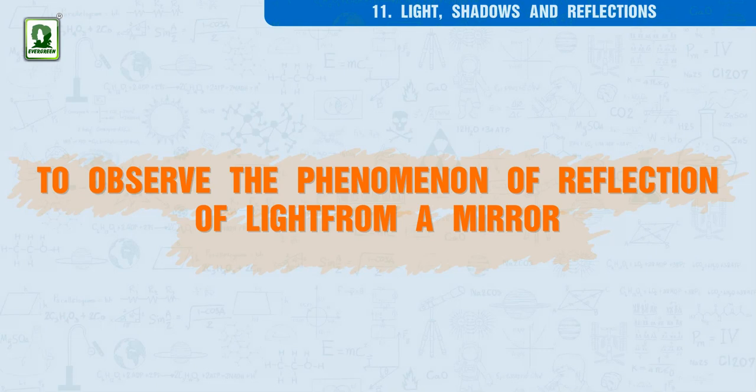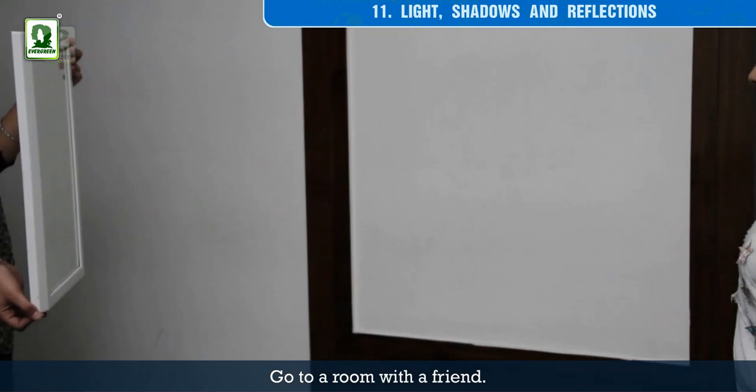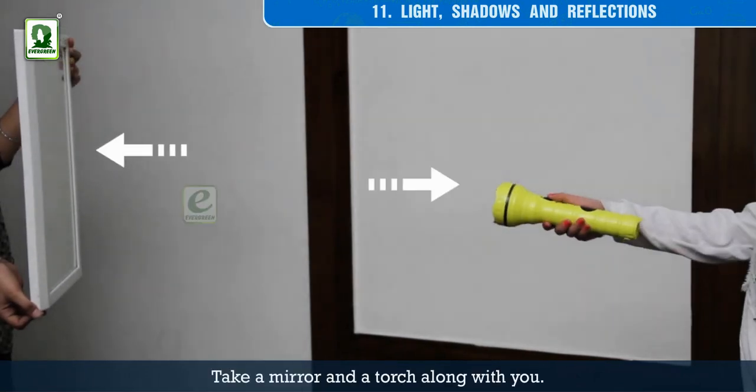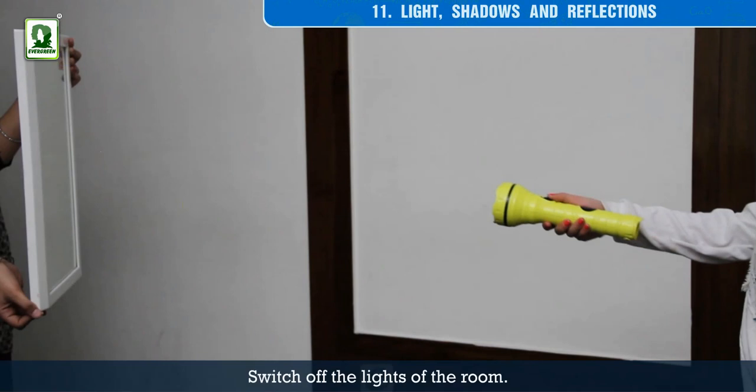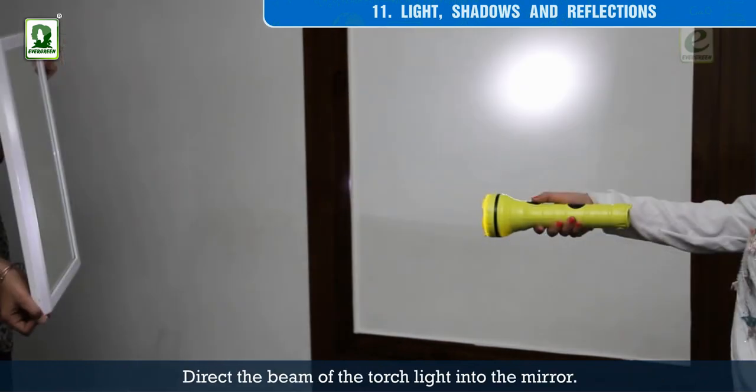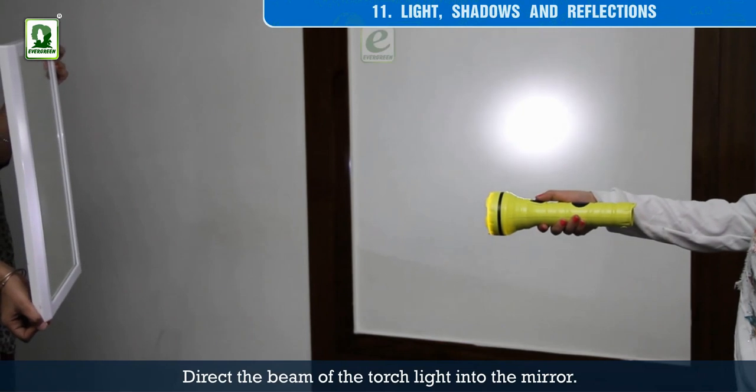Activity. To observe the phenomenon of reflection of light from a mirror, go to a room with a friend. Take a mirror and a torch along with you. Switch off the lights of the room. Ask your friend to hold a mirror and stand in front of you at a distance. Direct the beam of the torchlight into the mirror.